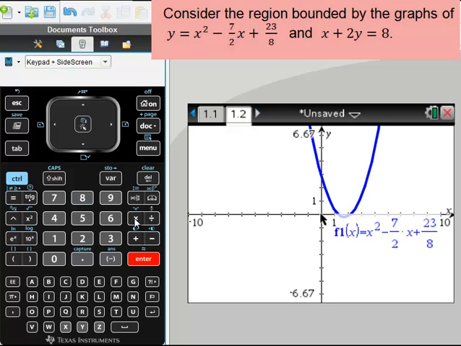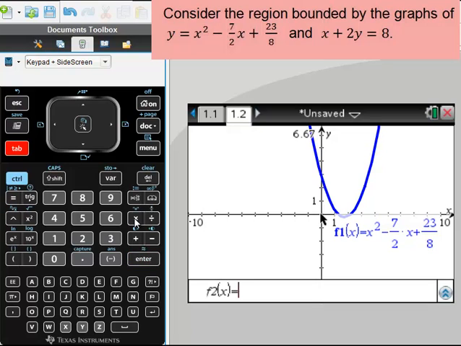And let's hit tab, bring up the entry line again, and this time, let's just solve this linear equation for y mentally, and that would give us y equals the quantity 8 minus x, all divided by 2. Okay.